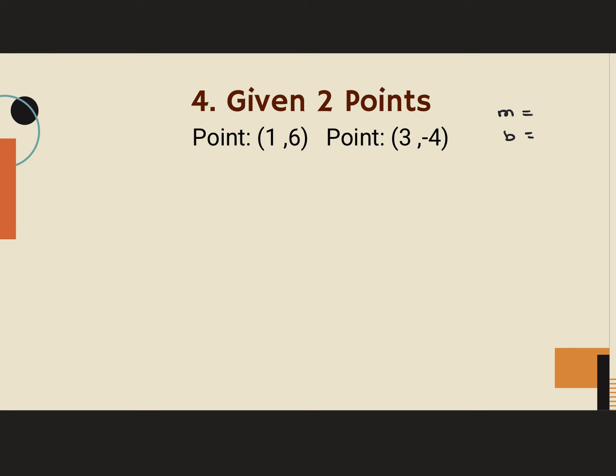So here first we have to find our slope. Just remember the slope formula, again, is not given to you. It's y2 minus y1 over x2 minus x1. Remember to always label your points. So I have x1, y1, x2, y2. All right, so I have -4 minus 6 over 3 minus 1.